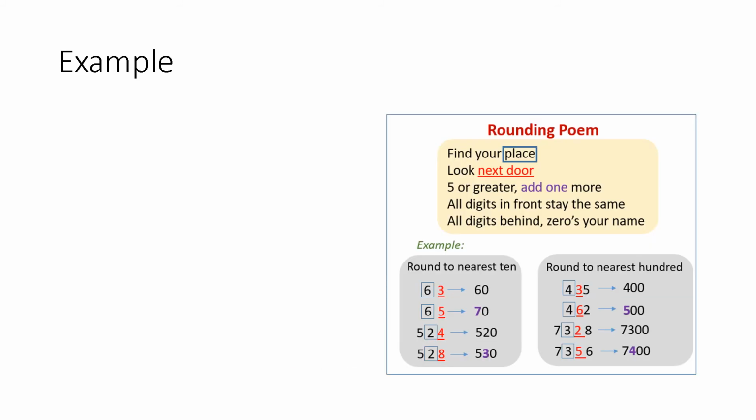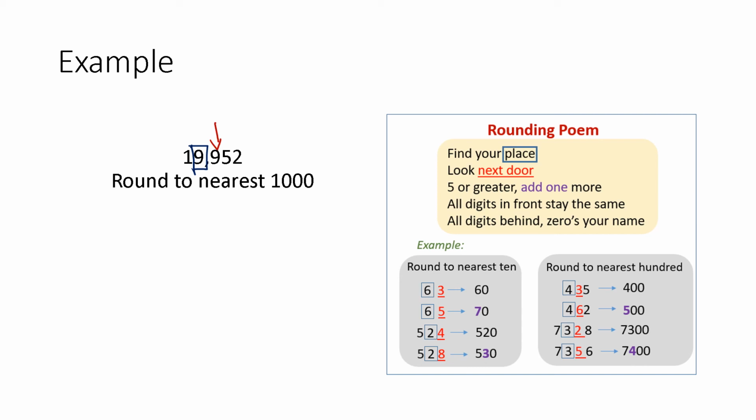Let's look at one more. Okay, 19,952 rounded to the nearest 1,000. So find our place. We're rounding to the thousands place, so that's going to be this first 9 right here. And then look next door. Directly next door to our 9, directly to the right, is, hey look, another 9.